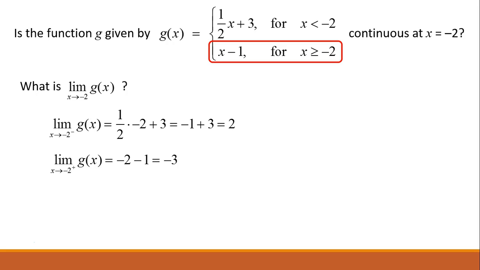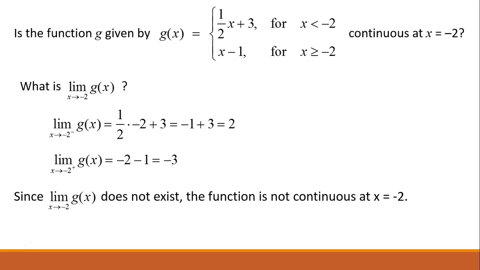Now remember, we're trying to find the limit as x approaches -2. And what we've seen is that the limit from the left is 2 and the limit from the right is -3. And those two are not equal to each other. So the limit as x approaches -2 of our function doesn't exist. And since the limit doesn't exist, we can stop at this point and conclude that the function is not continuous at x equals -2.